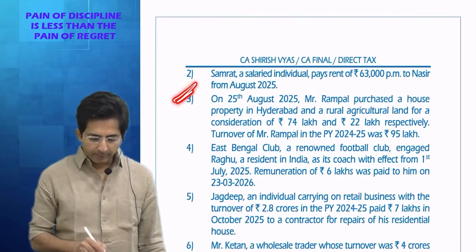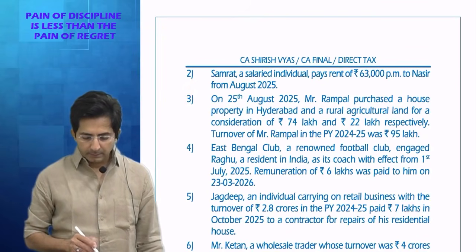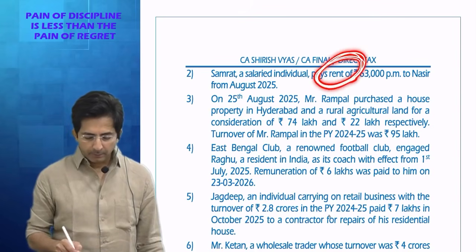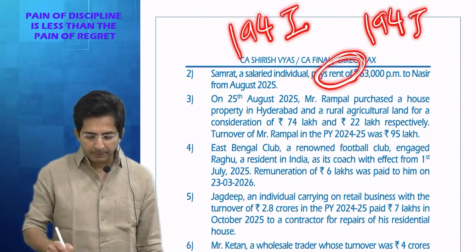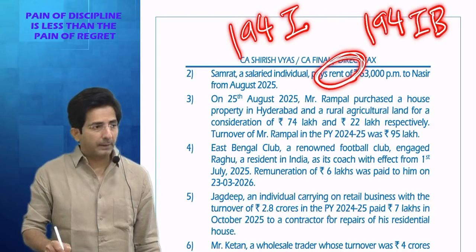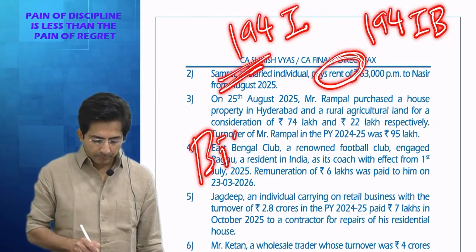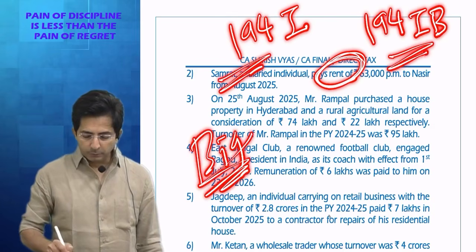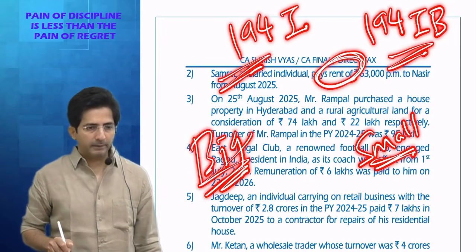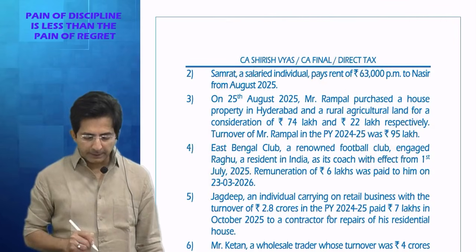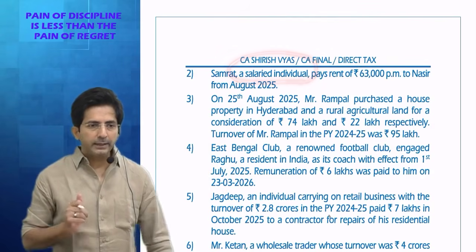Then the second point: Mr. Samrat, a salaried individual, pays rent to Nasir. See, whenever the question talks about rent, there are two sections which should come to your mind, 194I and 194IB. And how to decide which section you will apply? It depends upon the payer. If big people are paying rent, then 194I. If small people are paying rent, small individual or HUF, then 194IB. So you have to check the payer. So who is paying the rent? Samrat, the salaried individual.